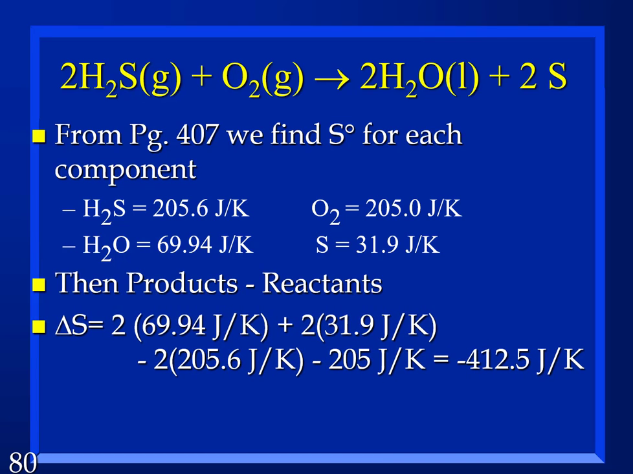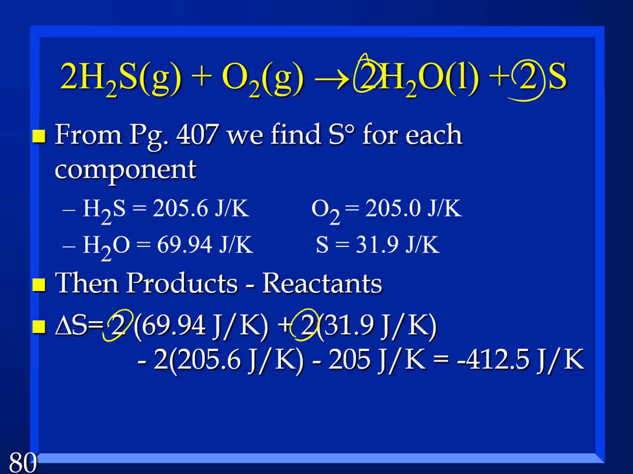So to find the change in entropy, I take twice the number for water, 69.94, plus twice the number for sulfur, 31.9 joules per Kelvin, minus twice the number for H2S, 205.6, minus the number for oxygen, 205. Okay, so these had coefficients, so I had to use the coefficients.